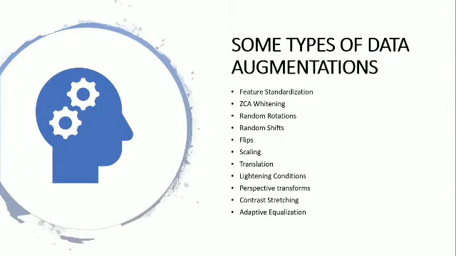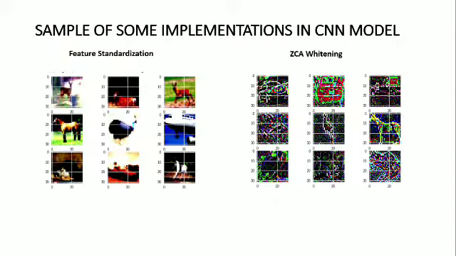Now there are so many types of data augmentation that could be applied to a particular model. These are some of them, like feature standardization, random shifts, scaling. What we did was try applying each of them to our data set, and we wanted to see how each type of data augmentation works with the given data that we have. Here are some of the samples that we got. After trying each type of data augmentation, we picked random 9 images and plotted them to see how it works.